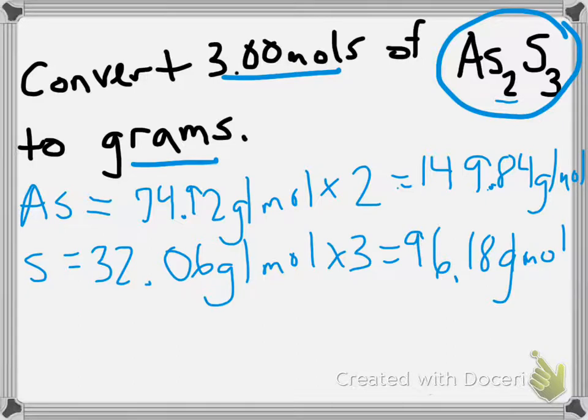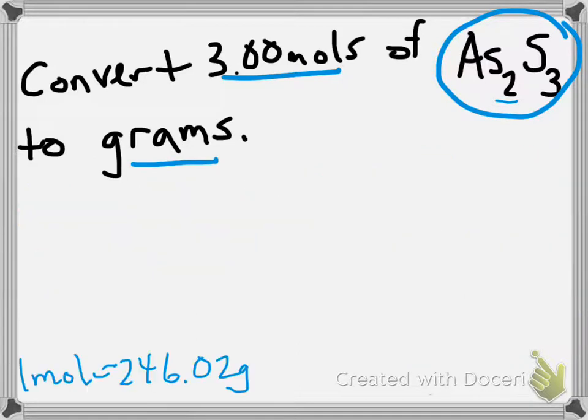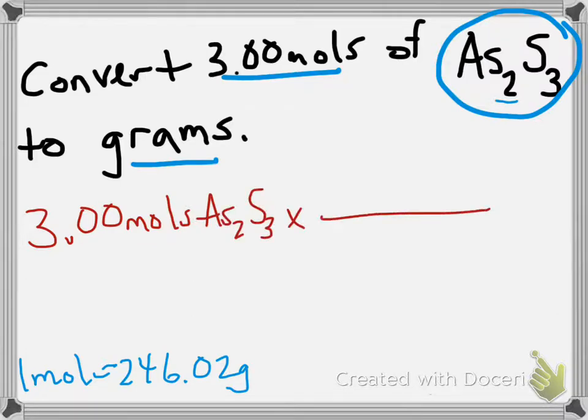Now that we have both arsenic and sulfur, we simply add their masses. So we have 246.02 grams of arsenic sulfide for 1 mole of arsenic sulfide. But our question is, how many grams do we have if we have 3 moles of arsenic sulfide? We're going to set this up by starting with what we're given. We're given 3 moles of arsenic sulfide, and we are trying to convert it into grams.